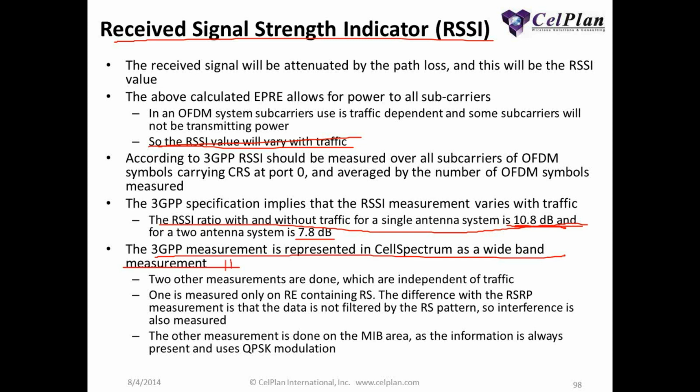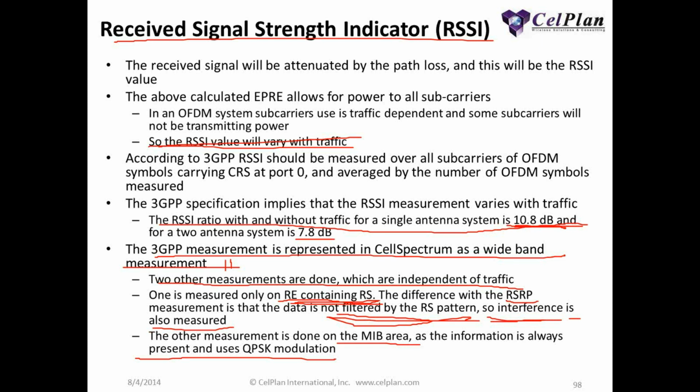Well, what we decided to do is two other measurements which are independent of traffic. One is measured only on areas containing RS. You will say, well, then this is RSRP. Well, it's not, because RSRP is filtered with the RS pattern. When we measure RSSI on the RSs, we don't filter, so it has a component of noise and interference. And the other measurement is done on the MIB area, because the MIB also always uses QPSK modulation, so everything is uniform.